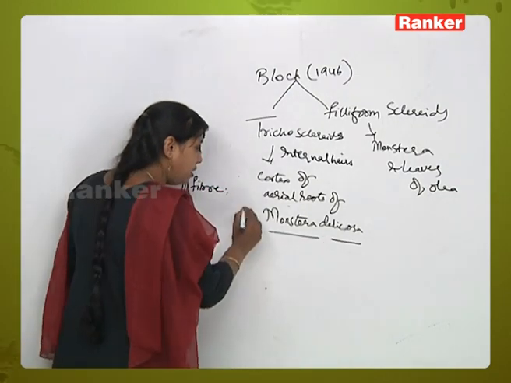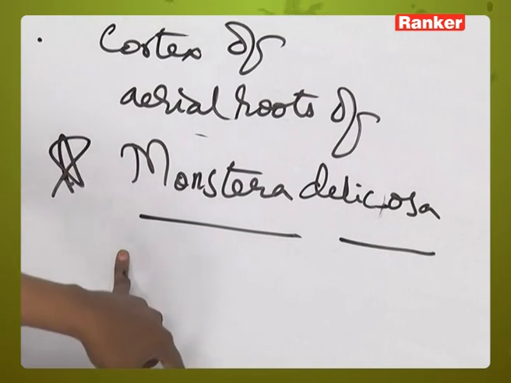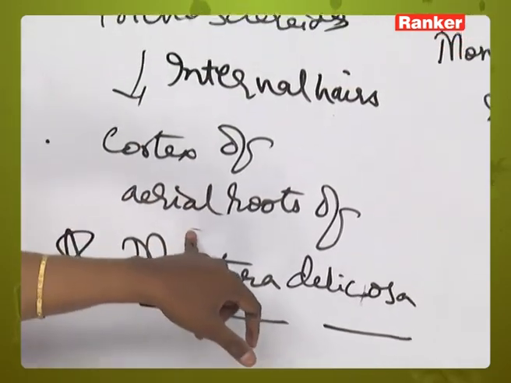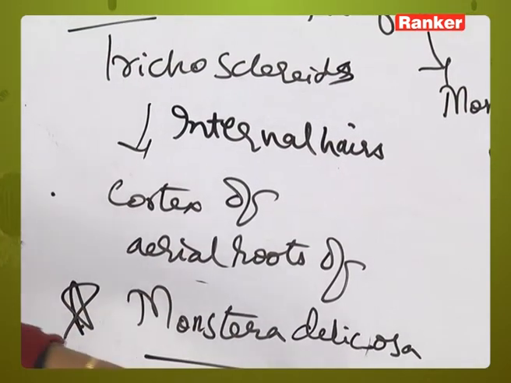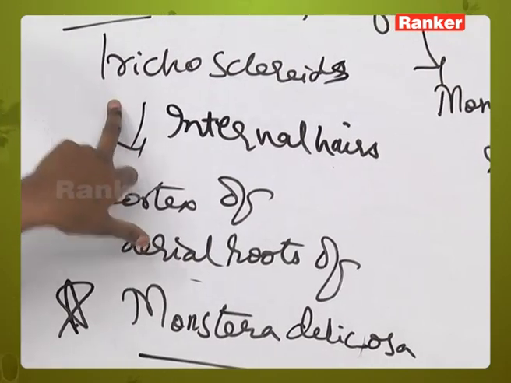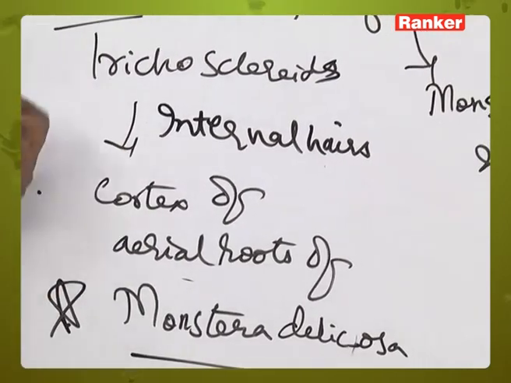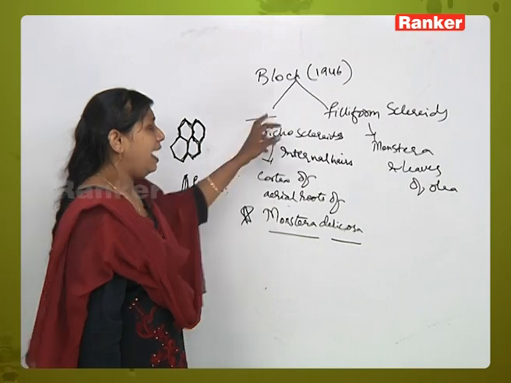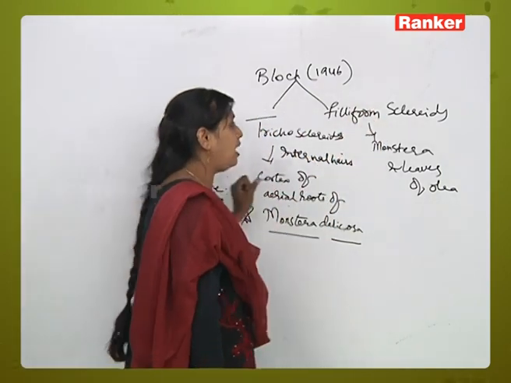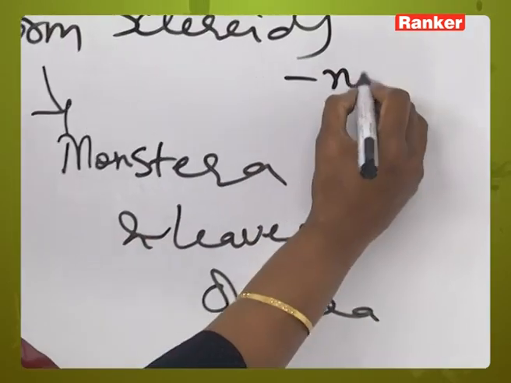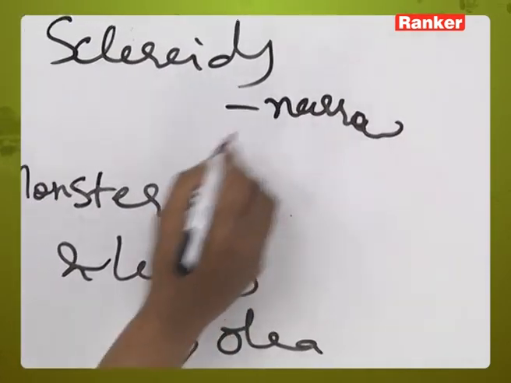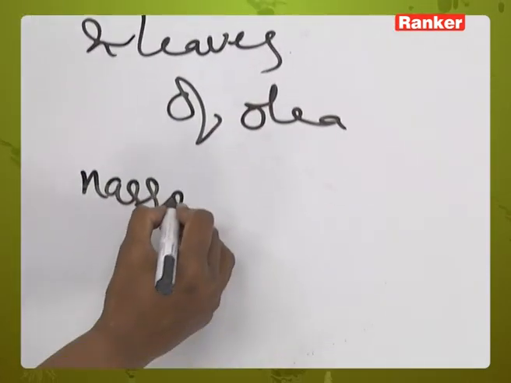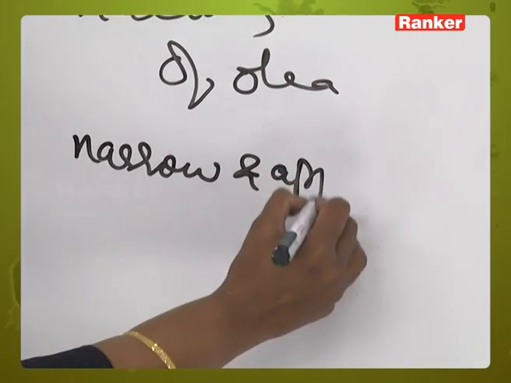This is very important. You may get a multiple choice question from here. Cortex of aerial roots of Monstera deliciosa shows which type of sclerites? Trichosclerites, of all the sclerites which we have been studying till now. And filiform sclerites are narrow and appear like fibers.